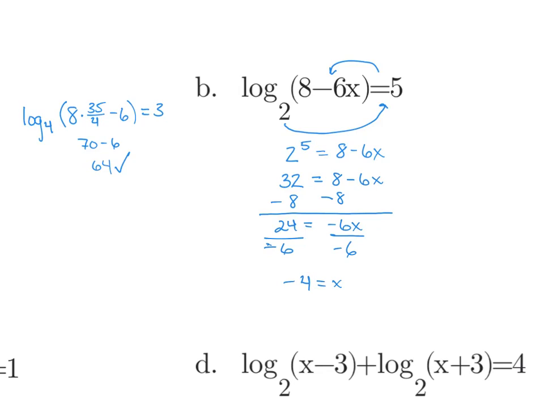Now, one thing to note is that the inside of the logarithm has to be positive, but our answers can be negative as long as they work out in the original problem. So if we plug this into our 8 minus 6x, we get 8 minus 6 times negative 4. Negative 6 times negative 4 is 24, and we get 32. Since 32 is positive, we are taking the logarithm of a positive number, and therefore negative 4 is a perfectly fine answer.